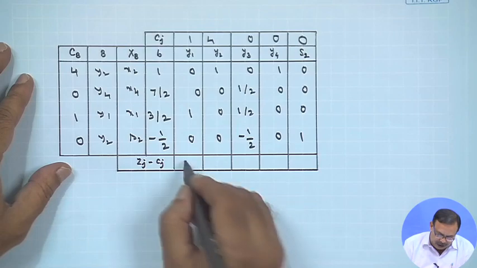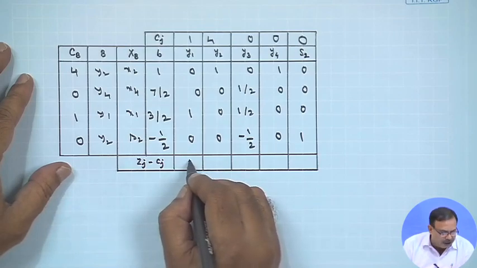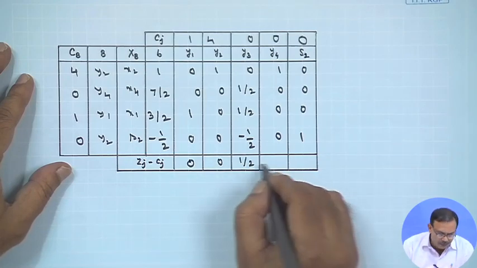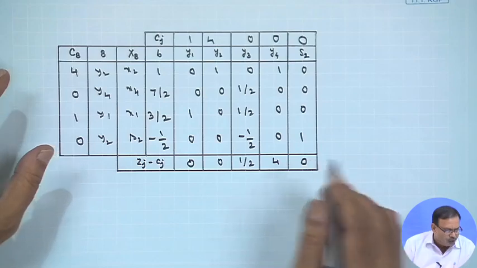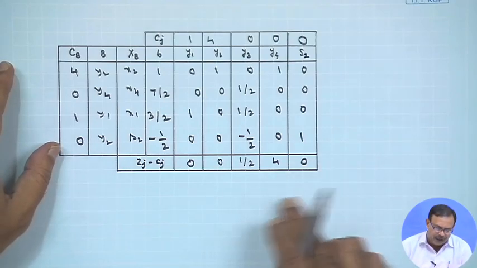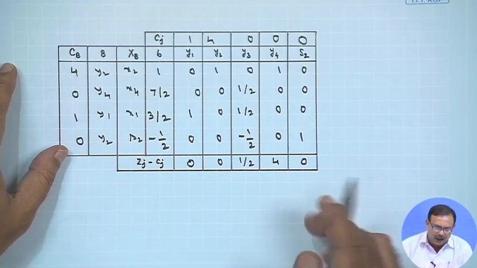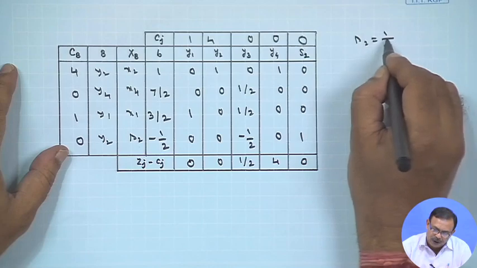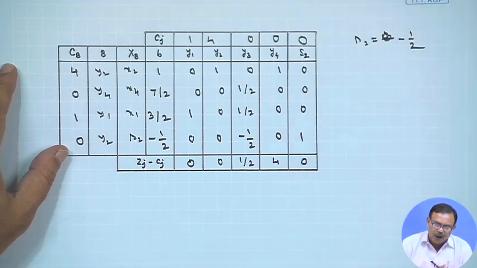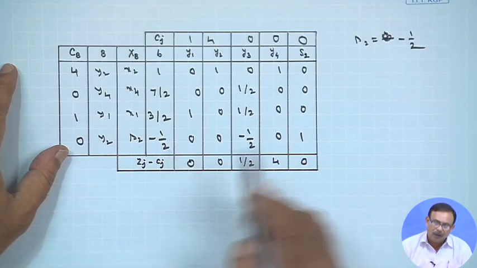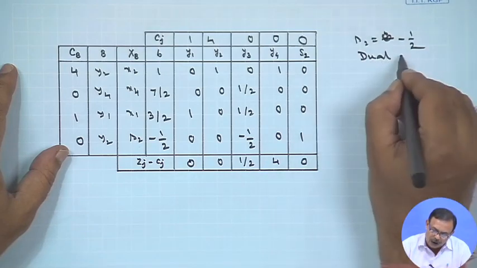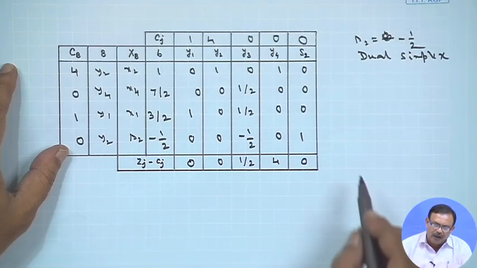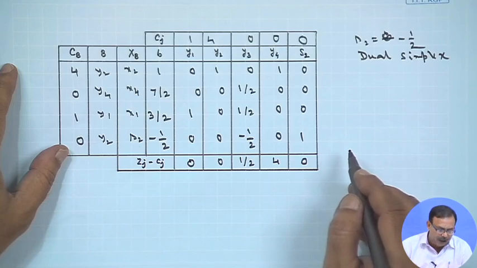If you calculate Zj minus Cj, it will be 0, 0, half, 4 and 0. So from here, like the earlier case, Zj minus Cj is greater than or equal to 0, but one of the basic variables, S2, is equal to minus half, that is negative. So it is not satisfying the condition. Therefore, you can use the dual simplex method again to decide what would be the departing vector and what will be the entering vector.